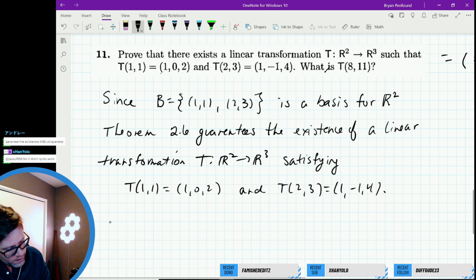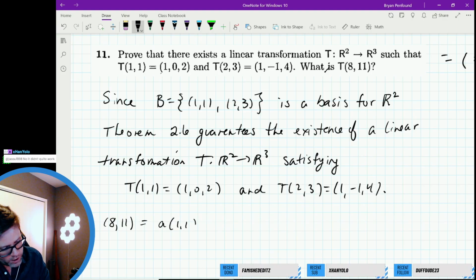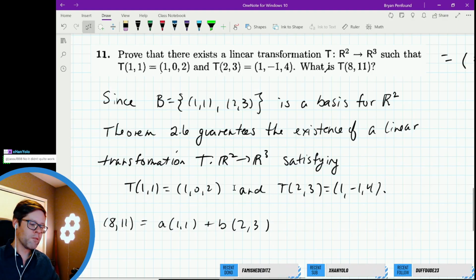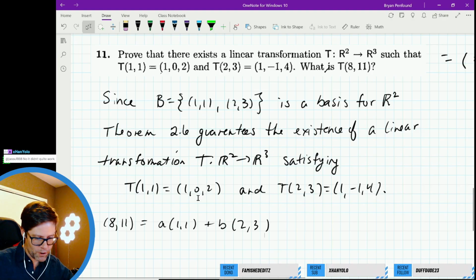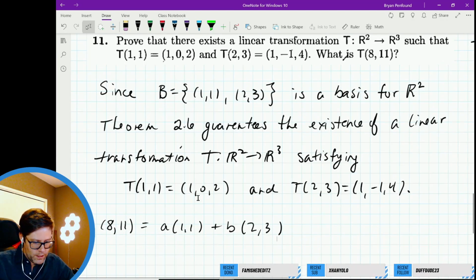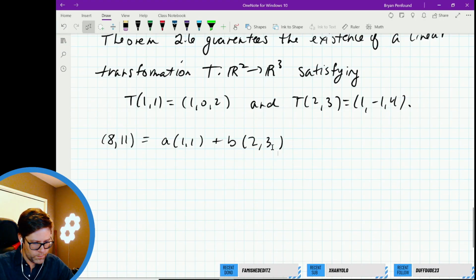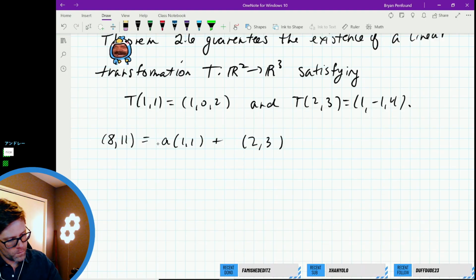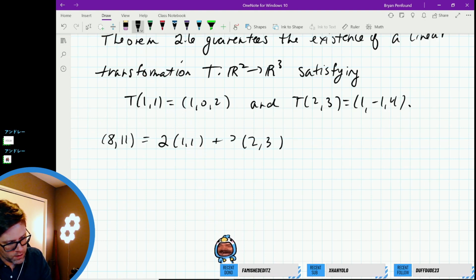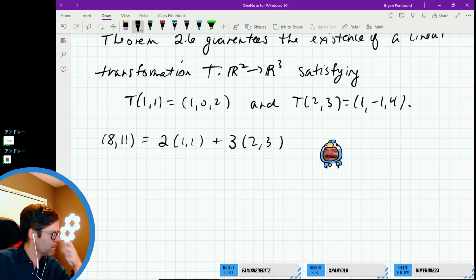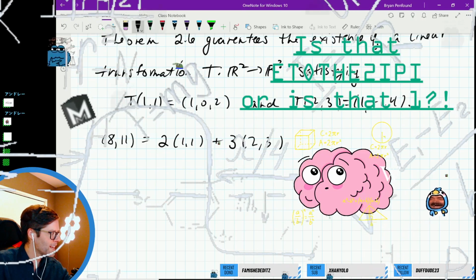Now, since (1,1) and (2,3) are a basis, I bet we could write (8,11) as a linear combination of (1,1) and (2,3). And I bet if we all put our heads together, we could probably figure it out relatively quickly. So is that linear combination easy to find? Like 3 and 2? 3 and 2? So I need 2 of these and 3 of these. I like this a lot more.